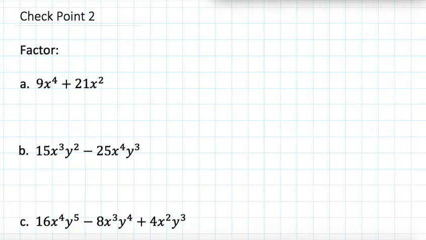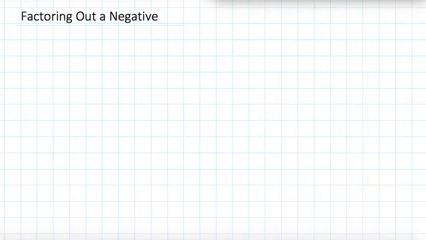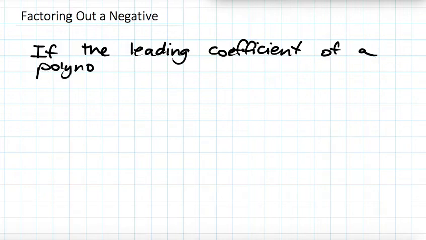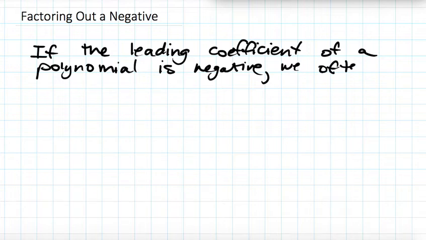The last thing that we're going to talk about in this section is factoring out a negative. So if the leading coefficient of a polynomial is negative, then we often want to factor out a negative sign as well. And we're going to see that a little bit later on in some actual problems.